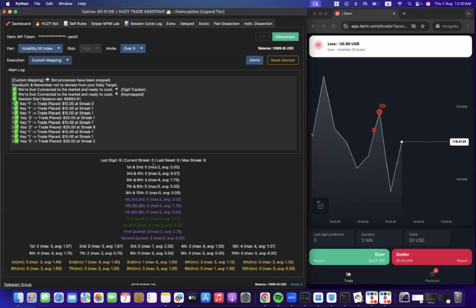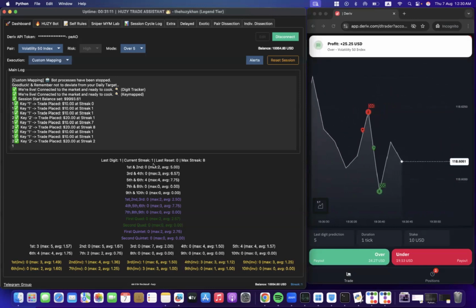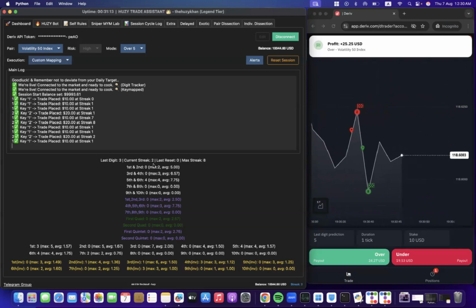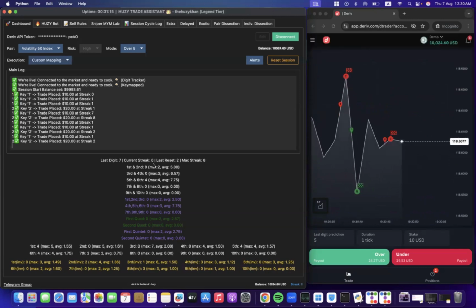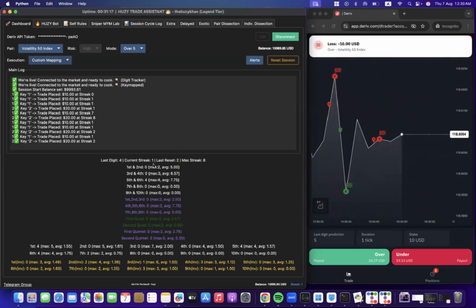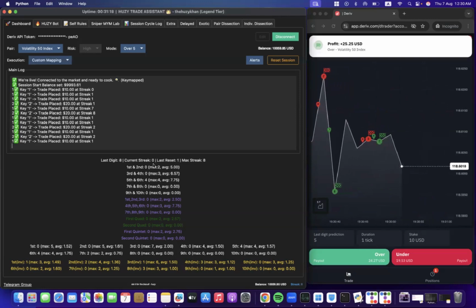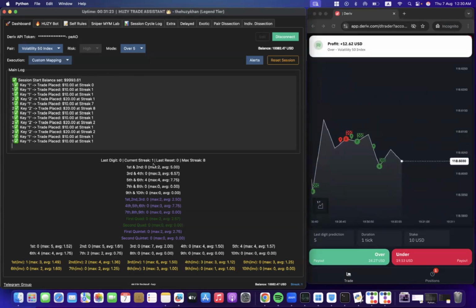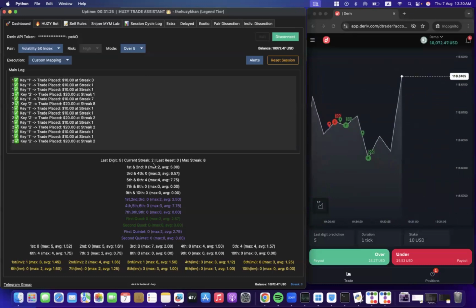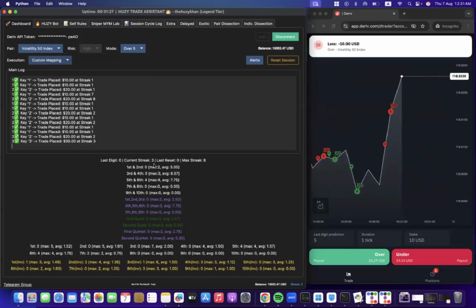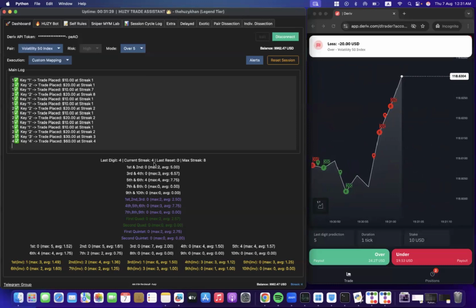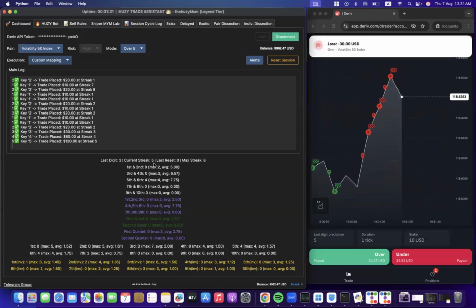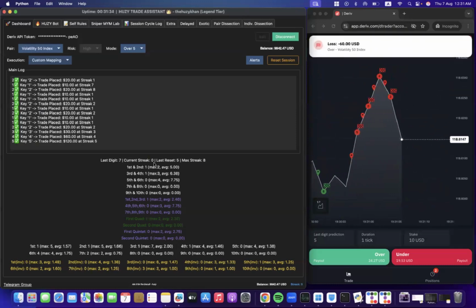Okay, we won. I'm going to do it again. 1, 2. Again, we won. Fast trading. Okay, this trade again, we won. Again, we entered. Again, we entered on 2. On 3, we entered. On 4th, we entered. On 5th, we entered. And on 5th, we won.